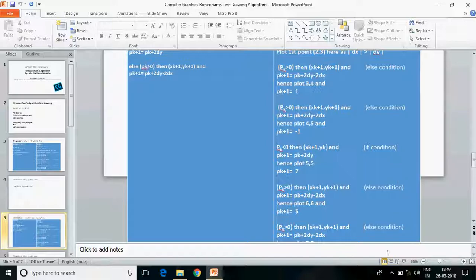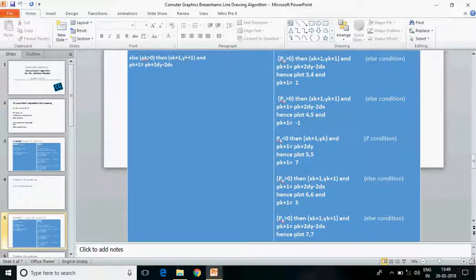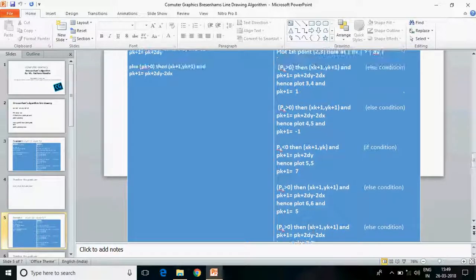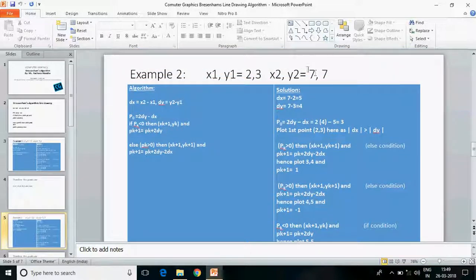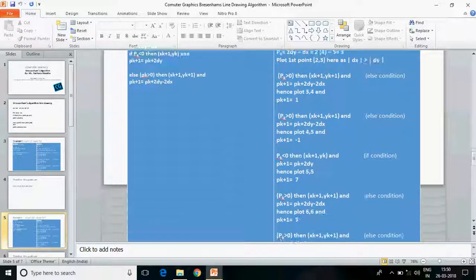Therefore again it is else condition, x increments by 1, y increments by 1, and the new decision parameter equals old decision parameter plus 2 delta y minus 2 delta x. So 6, 6, because it is plus 1 and yk plus 1, is now 7, 7. I have not calculated the decision parameter as we have reached the other end point of the line. So you can easily determine whether it will be the if condition or else condition, as I have mentioned here, for each iteration.